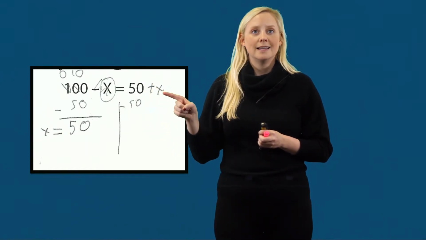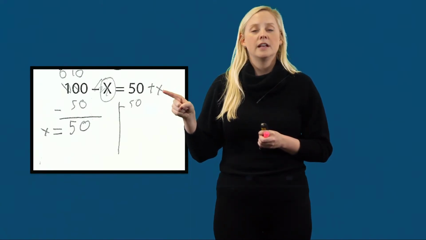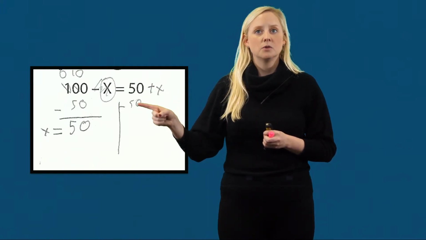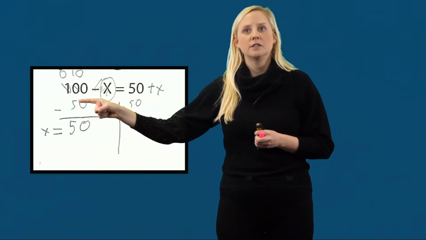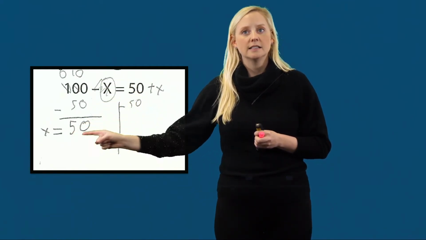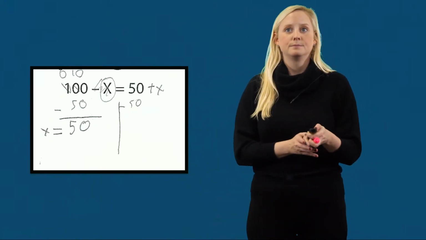The student realized that the x was not isolated, and to isolate the x, the student knew that he or she had to subtract 50 because there was a plus 50 here. If we subtract 50 from this side, we also have to subtract 50 from this side, and 100 minus 50 is 50, so x is the same as 50. The student did an excellent job solving this problem.